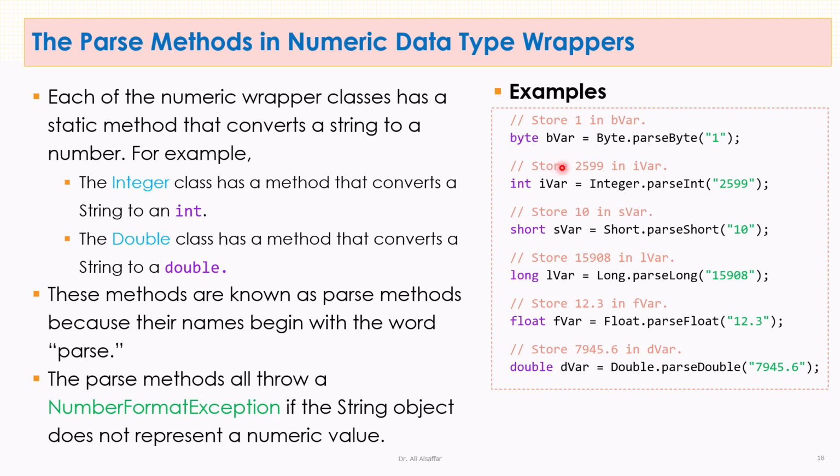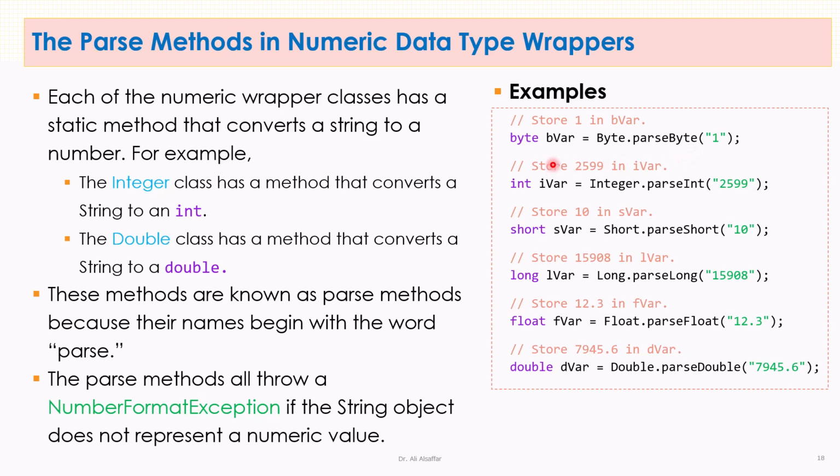For example, if you want to convert a number string into a byte, then you write the name of the wrapper class for byte, Byte with B in capital letter, followed by calling the parse method that will convert the number string into a byte.